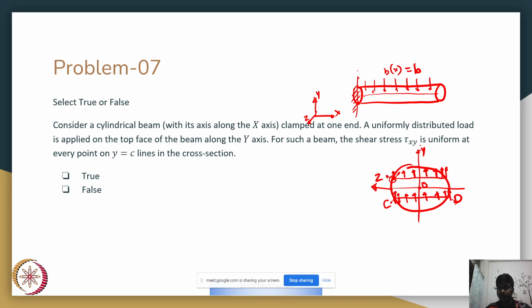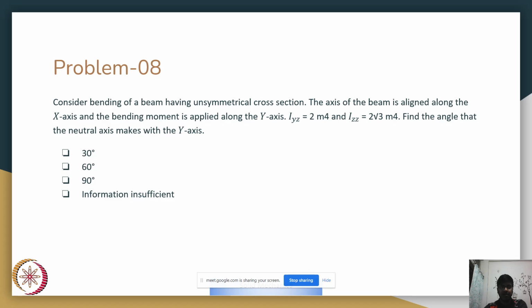And if we take tau xy to be uniform at every point y equal to c, this relation should also hold for the bottom half, and for the bottom half we know that the external surfaces are traction free. Putting this restriction on tau xy would essentially violate the traction-free surface boundary condition of the lower half. Thus, this particular statement is false. I hope this is clear. We'll move on to problem number 8.